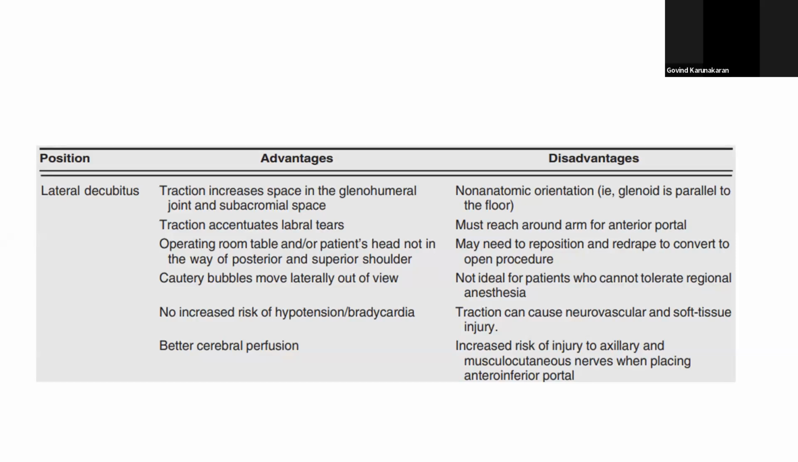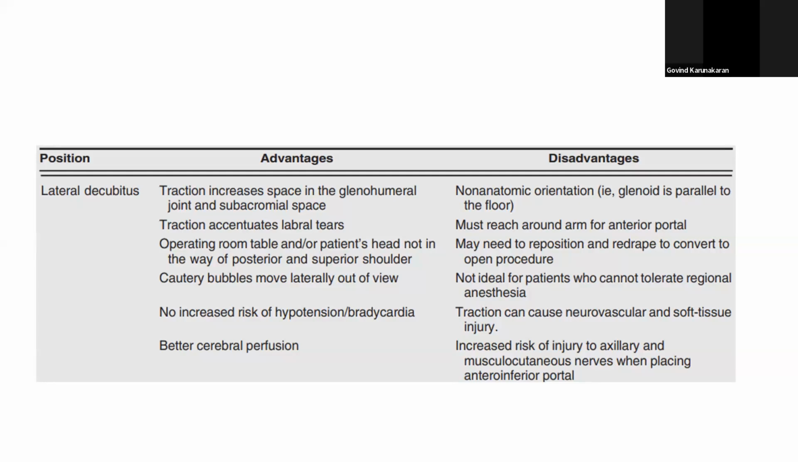Next, the advantages and disadvantages of the lateral decubitus position. The main advantage is that the traction given along the long axis of the arm increases the space in the glenohumeral joint and the subacromial space, and it accentuates the labral tears, which can be visualized easily. The operating room table and the patient's head do not come in the way when you are approaching the posterior and superior shoulder. And the cautery bubbles move laterally out of the view in the lateral position, and there is no risk of increased hypertension or bradycardia as in a beach chair position, and cerebral perfusion is maintained.